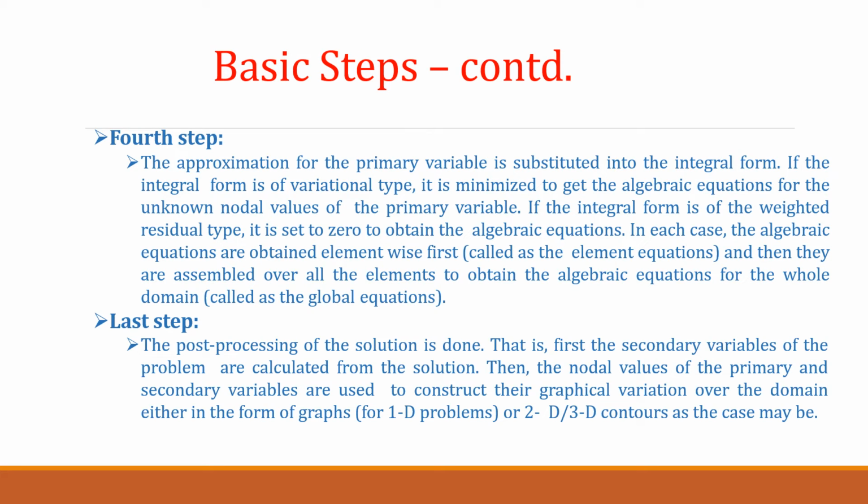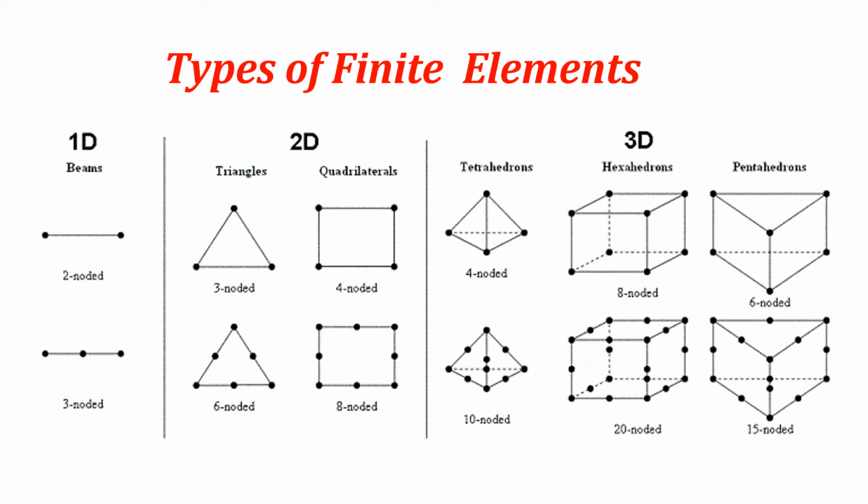Then the last step is post processing, in which the solution is obtained and the secondary variables of the problem are calculated from the solution. Then the nodal values of the primary and secondary variables are used to construct the graphical representation, either in 2D or 3D contours. In some cases of 1D problems, we can obtain a graph in 2D or 3D.